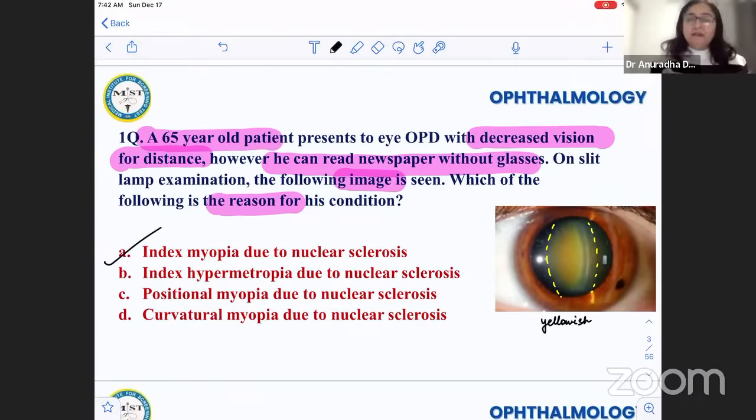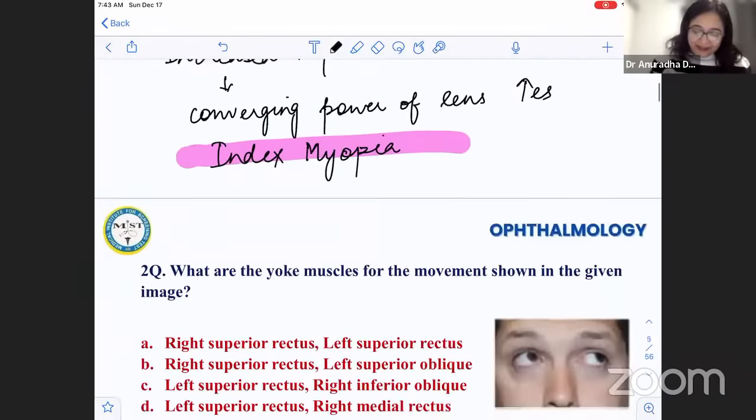So this is a conceptual question and it can come in a different way. Whether they just ask about index myopia or they ask about nuclear sclerosis, now you know nuclear sclerosis, index myopia, and you also know how nuclear sclerosis looks on the slit lamp image. Okay, beta, all of you agree with me? All of you are satisfied with this? A simple question, simple concept. If it comes in your exam, you should not go wrong, beta. Right? Okay. Moving on to your next question.